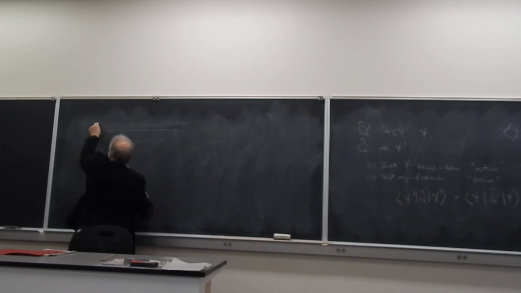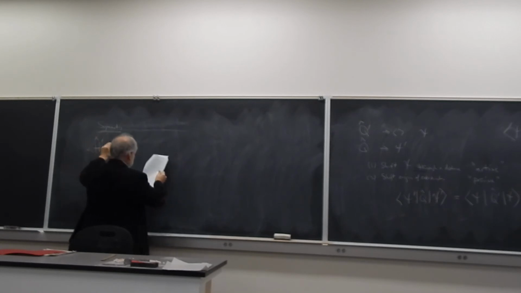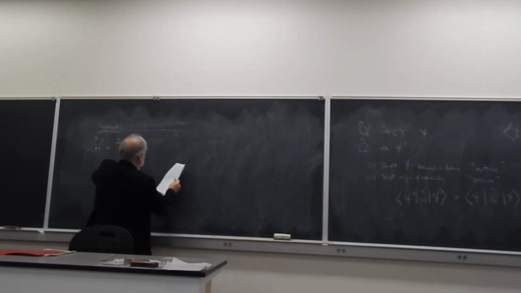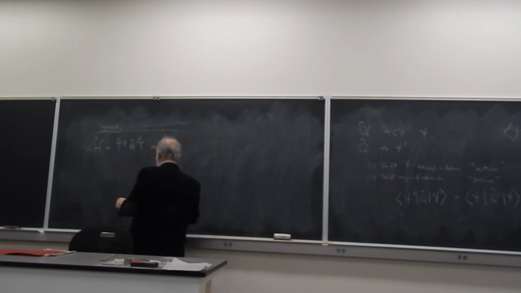Let's look at translational symmetry. Let's take the Hamiltonian. A system is translationally invariant if the Hamiltonian is unchanged under the following transformation. So if I apply a translation operator to my original Hamiltonian, I get back my original Hamiltonian.